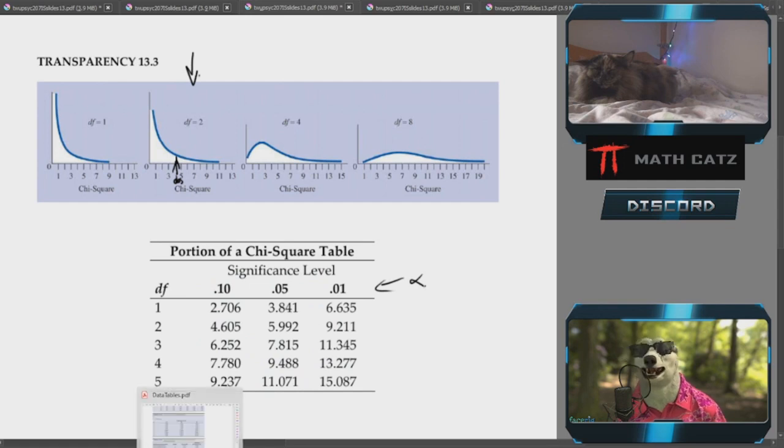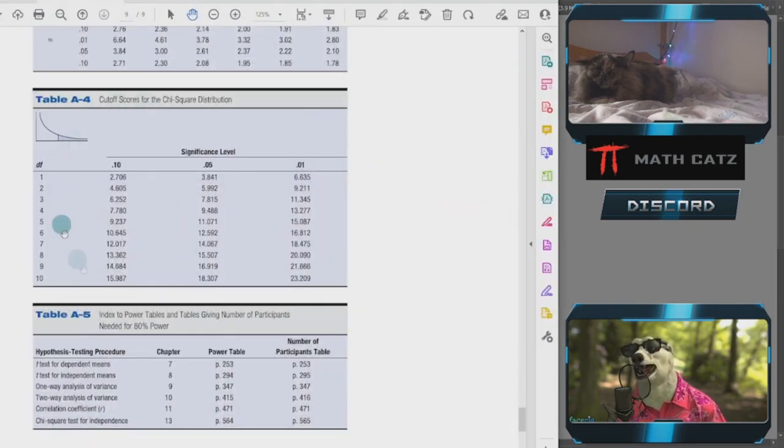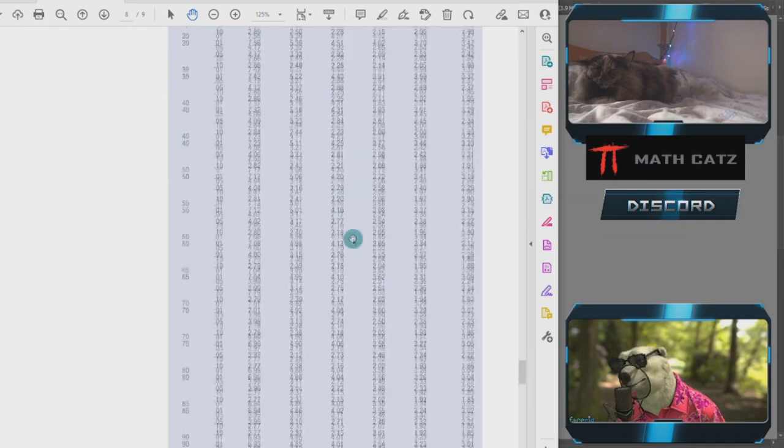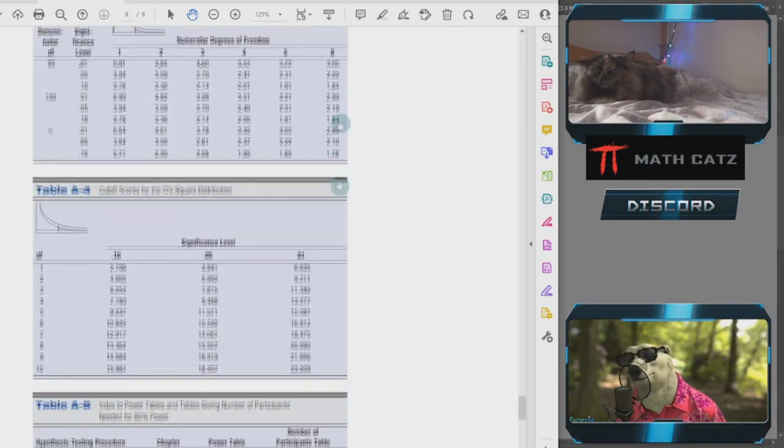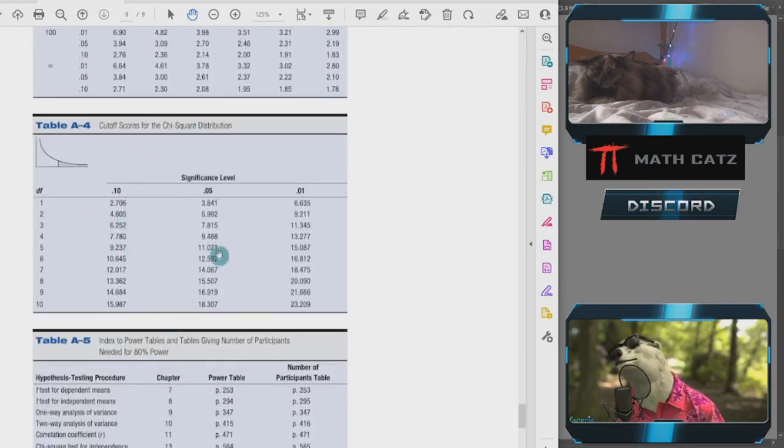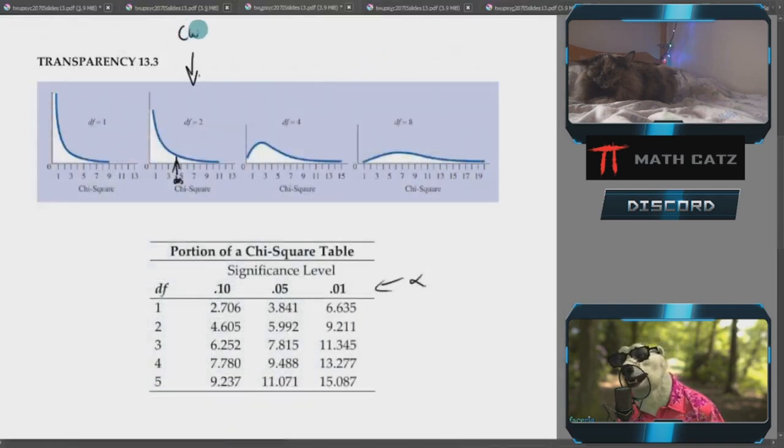Now, because of the 2 dimensions of this, just like for the F distribution, not everything is listed, only the commonly used alpha values. In our book, this is on page 679. We have a little chi-squared cutoff table here. So 2 degrees of freedom, let's go for an alpha of 5%. And I'm looking at this 5.992. That's my cutoff. So let's write it here.